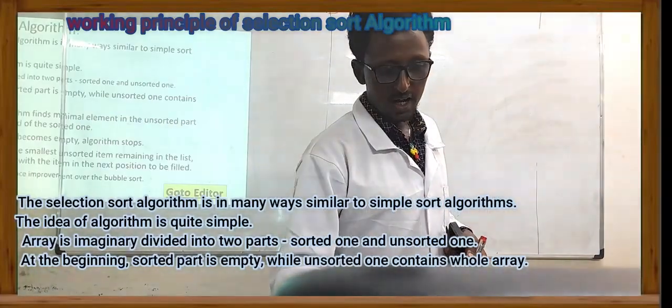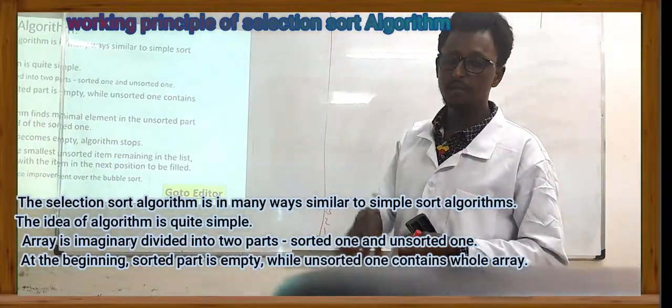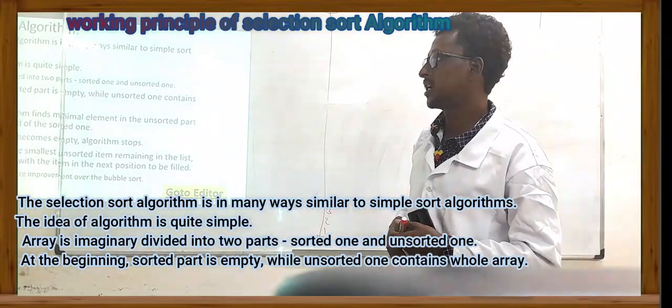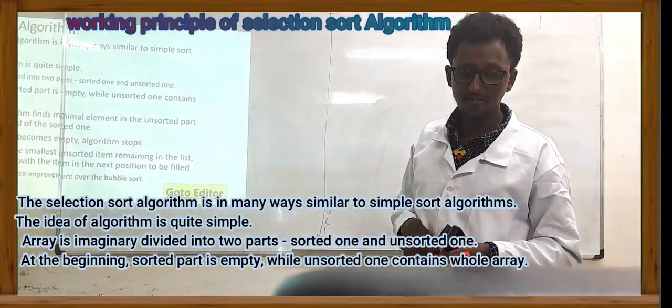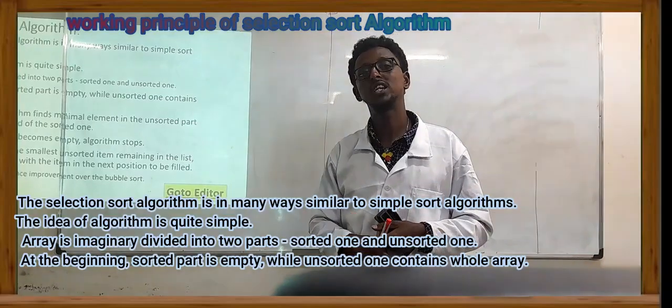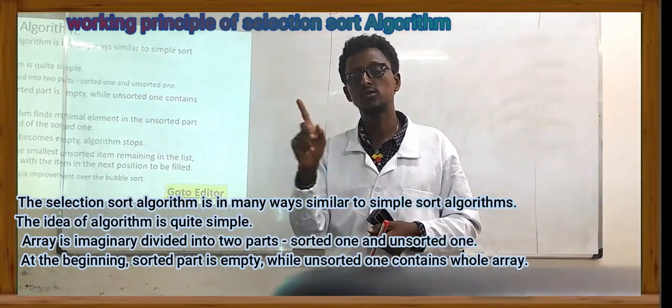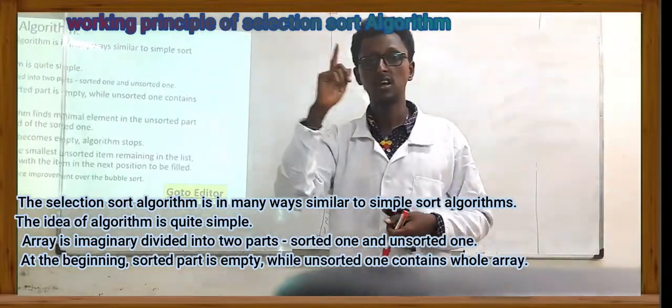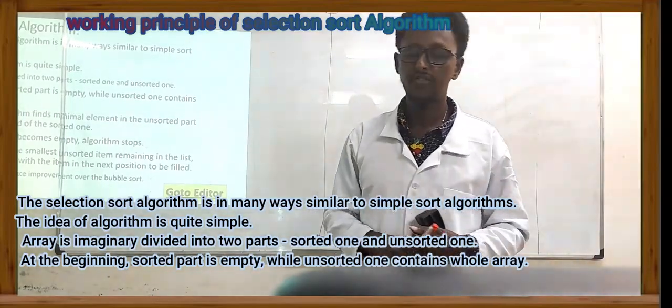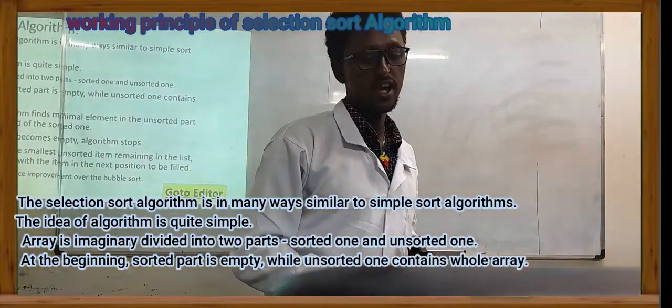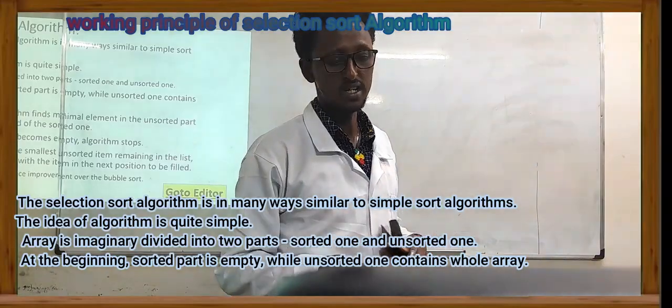Selection sort is in many ways similar to the simple search algorithm, but the difference, as I told you, is that it only searches for the least item from the whole array list and swaps it to the first index of your array. So the idea of the algorithm is quite simple.